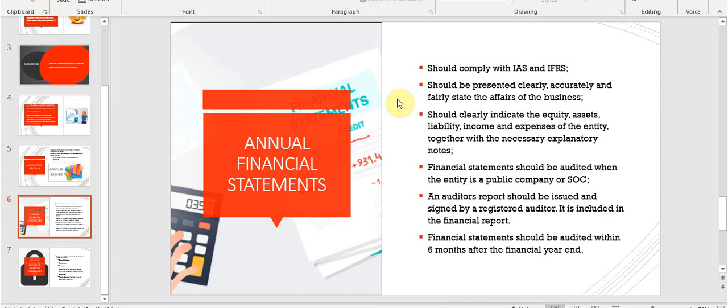Financial statements should be audited when the entity is a public company or a state-owned company, as previously said in the other set of slides or in the previous lecture about companies or the Companies Act. Then an auditor's report should be issued and signed by a registered auditor. So again, if it is necessary to audit the company, of course this is determined by your public interest score. So if it's a public company or a state-owned company, they don't have a choice. They need to be audited.